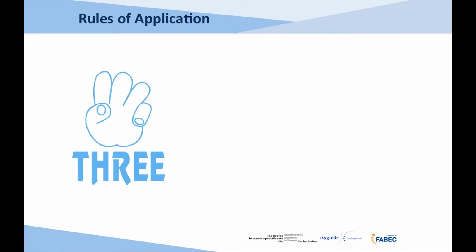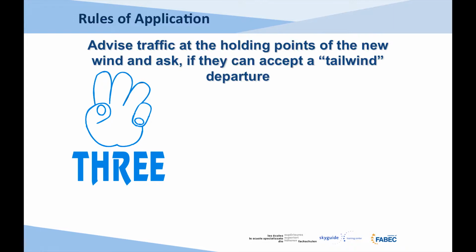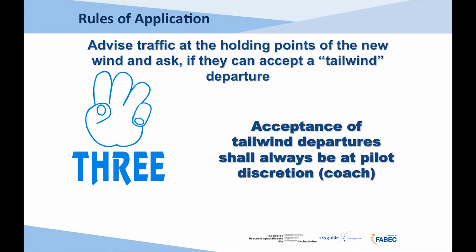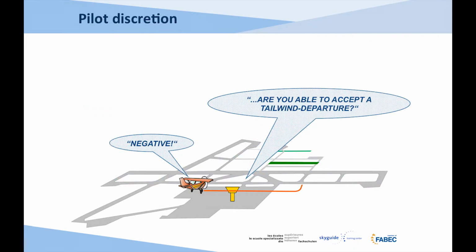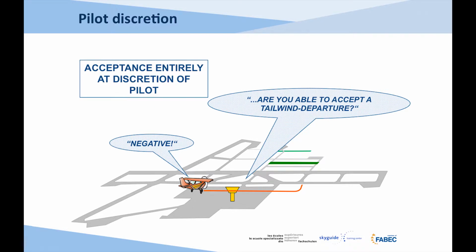If you already have a traffic at the holding point when the wind is changing and there is a tailwind component, but you still want to let your traffic depart on the old runway, you have to inform the pilot and make sure that he can accept the departure under these conditions. Tailwind departures are always at pilot's discretion. In the simulation exercises, your coach will decide whether a departure is still acceptable or not. Remember though, no departures or landings are allowed in any case when the tailwind exceeds 5 knots.